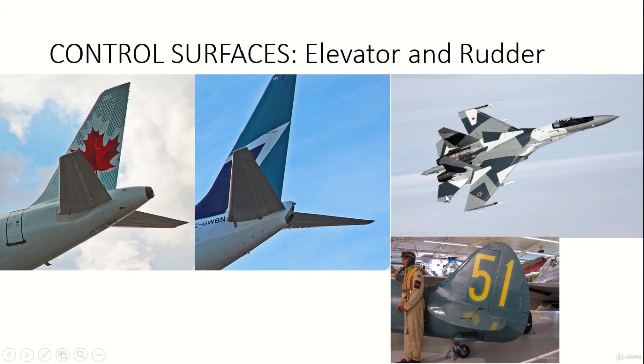And we also have elevators which are not very clear to see, but they are over here, okay, and are used for pitch control. In addition, you also have this image, which is from an old aircraft. You can also see the elevator over here and the rudder, which is this geometry over here. Okay, so with this we can move to the next class.